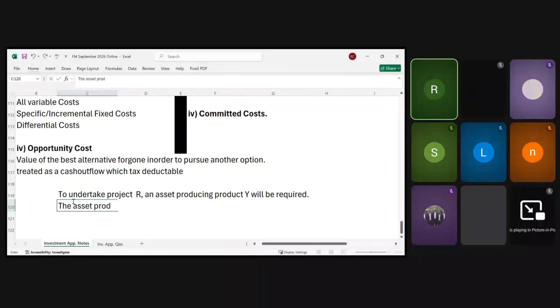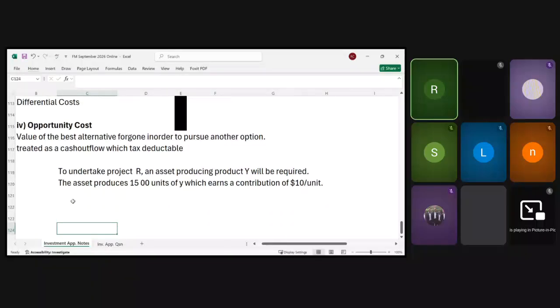The asset produces 15,000 units of Y, which earns a contribution of $10 per unit. So if we are now going to withdraw the machine from Y to R, it means that our lost revenue per year is 15,000.